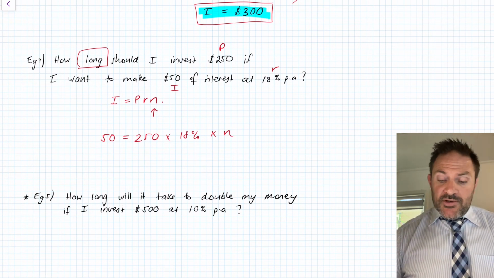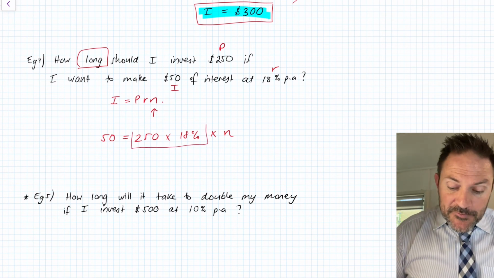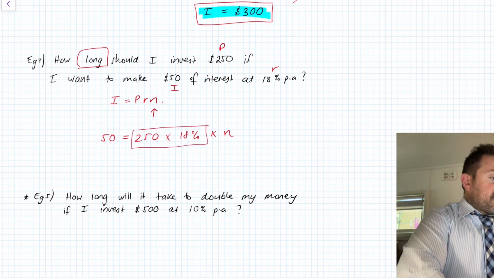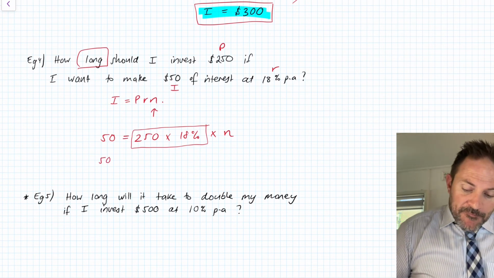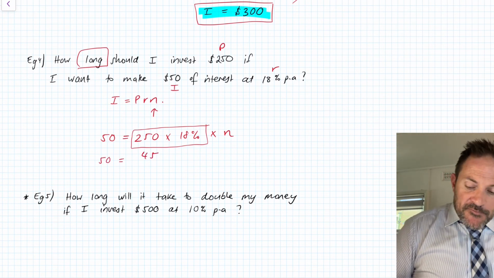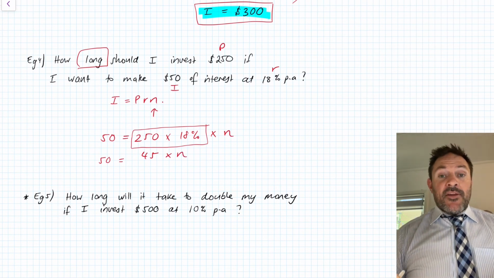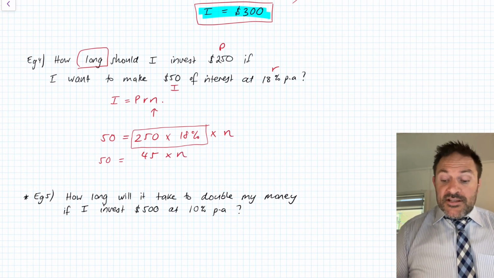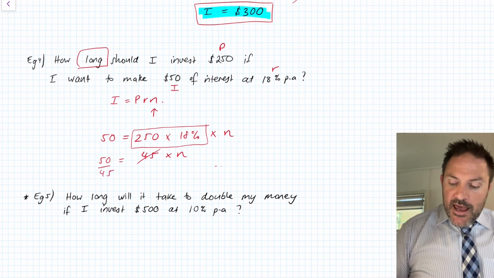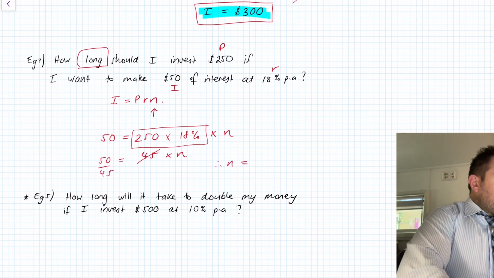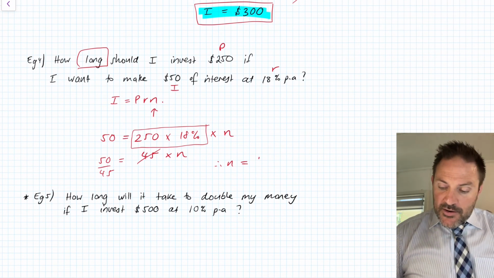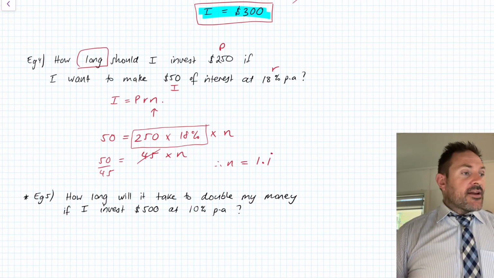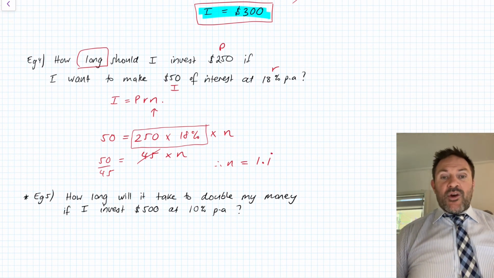There's lots of ways that we could do this. For example, I could simplify the 250 times 18%, which I'm actually going to do. So 250 times 0.18. I'm just going to simplify that right-hand side, and I get 50 equals 45 times N. And now the opposite of times 45 would be divide by 45. And I then get N equals 50 divided by 45, and I get 1.1 recurring. So it's 1.1 years or 1/9 of a year.